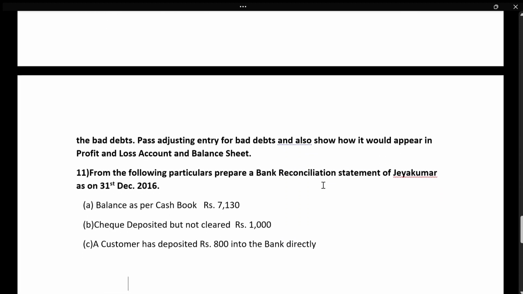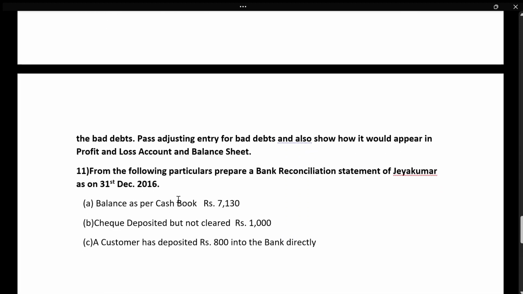And next is bank reconciliation statement of Jayakumar. It is as per the cash book. And cheque deposited not cleared you have to subtract, and customer has deposited 800 into the bank directly, so this you have to add with the cash balance. So you will get the answer, balance as per bank statement.